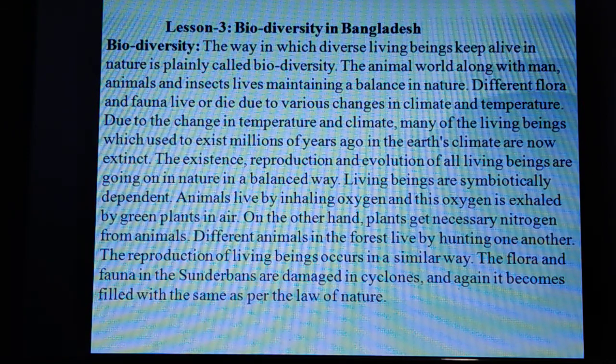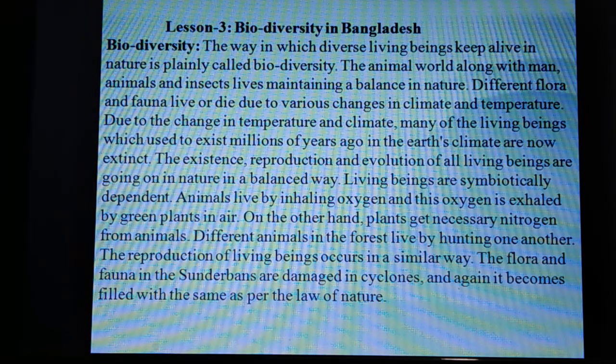The animal world along with insects, birds, etc. live in nature without any problem. Different flora and fauna live or die due to various changes in climate and temperature. Due to changes in temperature and climate, many of the living beings are now extinct, which were living in our world millions of years ago. We can cite examples like rhinoceros, dinosaur, etc.